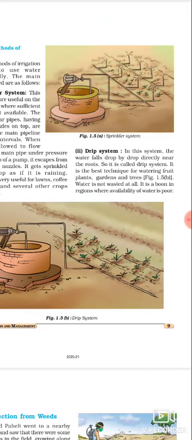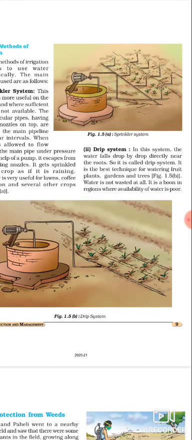क्या होगा, this system में क्या होगा, again motor is connected और क्या होगा कि जो water होगा it will start falling drop by drop. और कहाँ पे fall होगा, directly near the roots. So यहाँ पे water drop by drop roots के पास जाके ड्रिप होगा. That's why this system is called a drip system. बेटा it is the best technique.